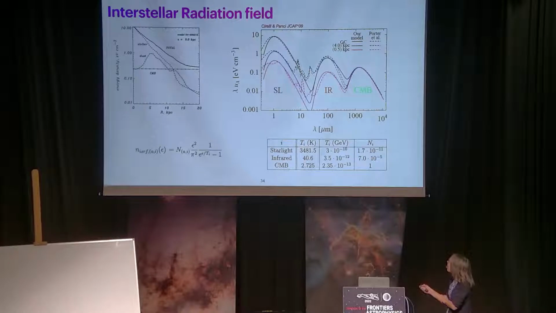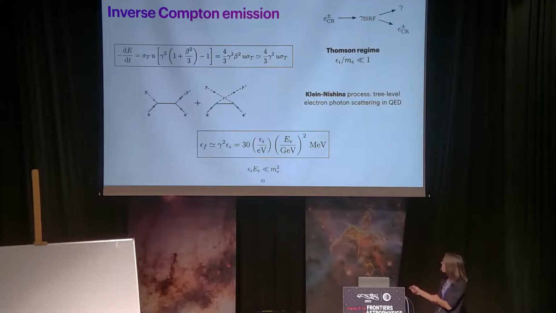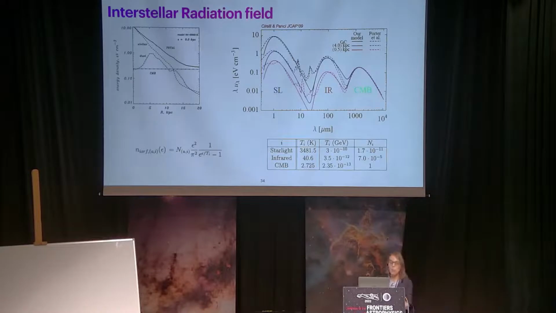You can effectively describe this interstellar radiation field with black body radiation, and you can work out the mean energies of this black body spectrum. You see that the starlight peaks at about 0.3 electron volts, the infrared at 10 to the minus 2, and the CMB at around 10 to the minus 4 electron volts. So if you plug those numbers for the photon fields into this equation, you expect photons from MeV to GeV.